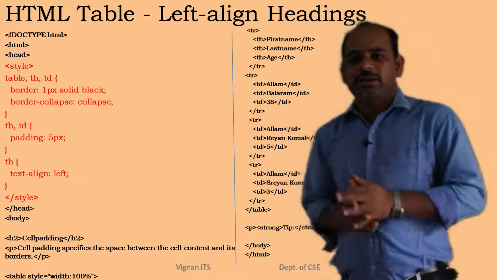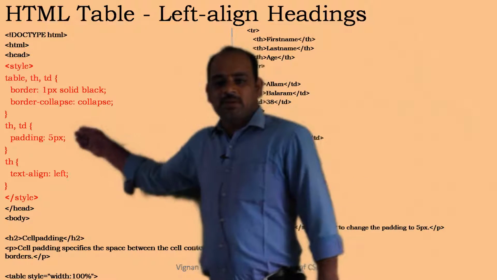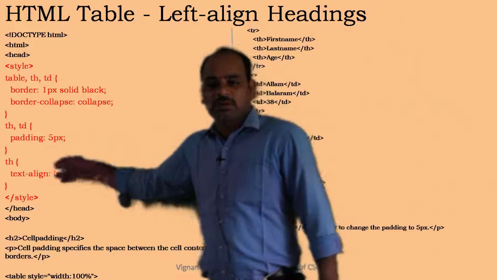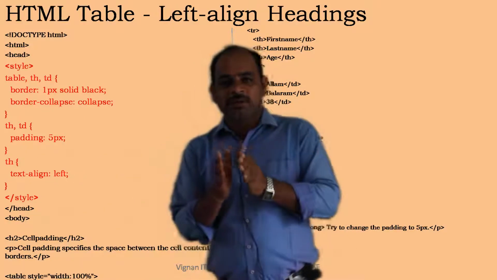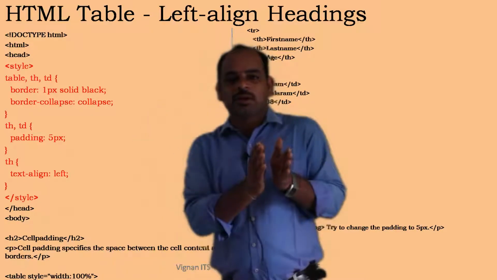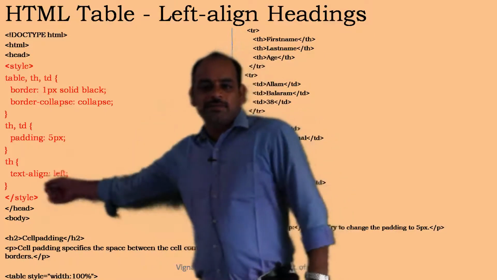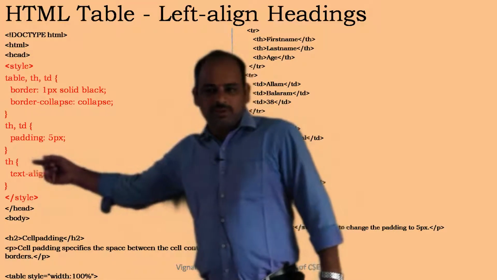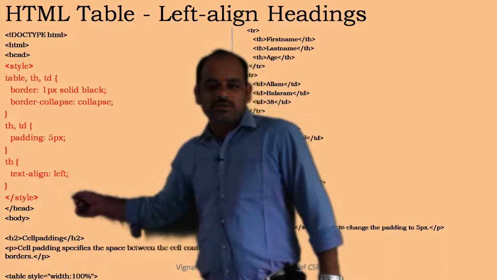Next, left align headings, right? So similarly, this is the same here. Here for th and td, again padding 5px we are using. Next, the table header. So here we are using only the column heading. In the column heading, the column names we are aligning to the left. Previously they were center aligned by default. Now we are aligning them to the left. So that is only the th design here: text-align left, right? And then close the style tag here.